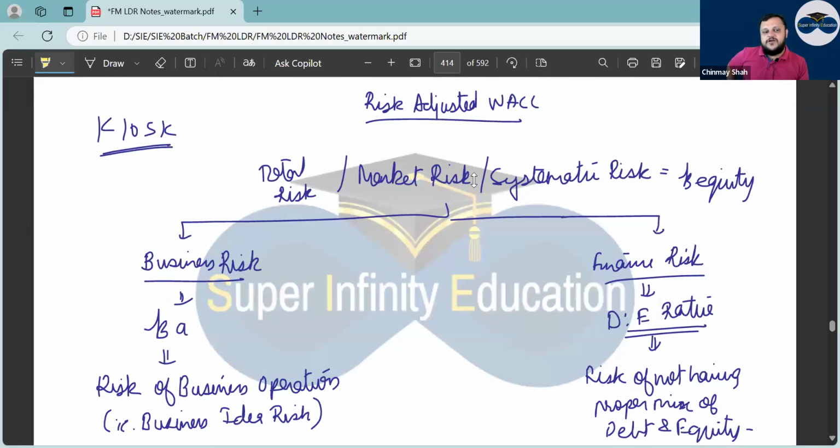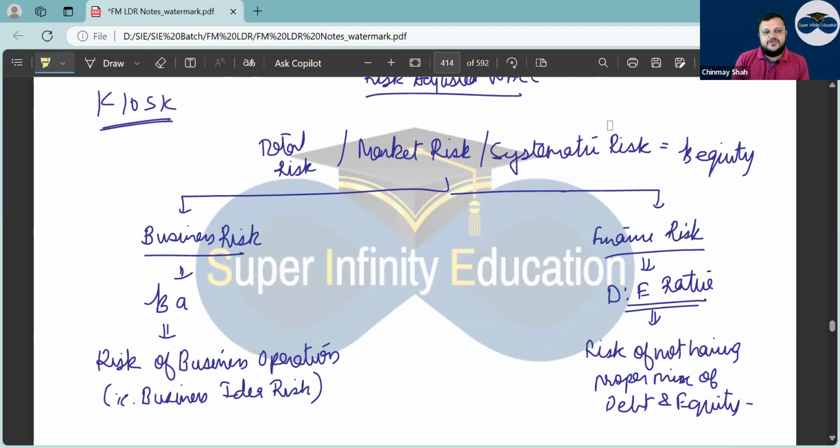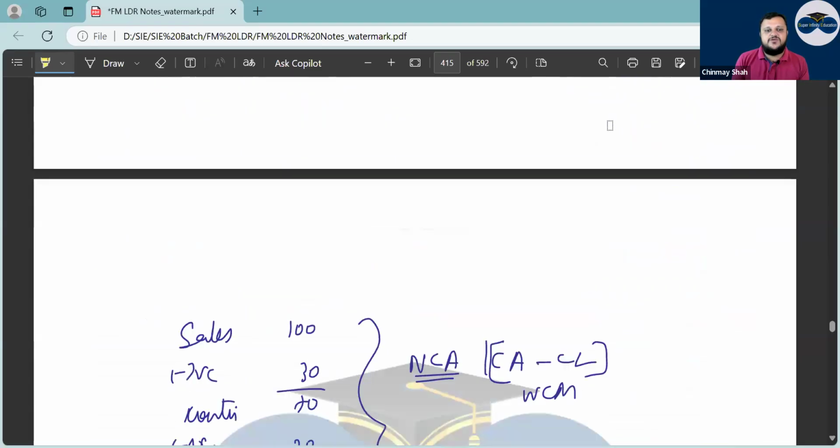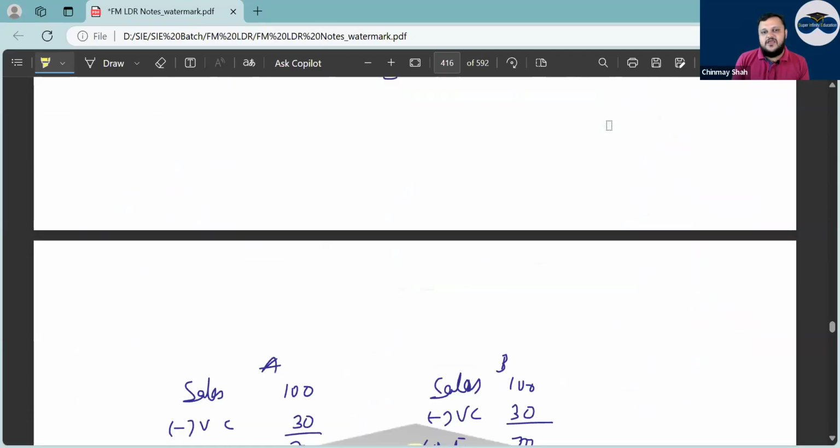Business risk is related to what? Risk of business operation, and it is denominated by beta asset, correct? And finance risk is denominated by the debt to equity ratio. Risk of not having a proper mix of debt and equity, correct? So, how to go from total risk to business risk and business risk to total risk? That is called gearing and de-gearing.